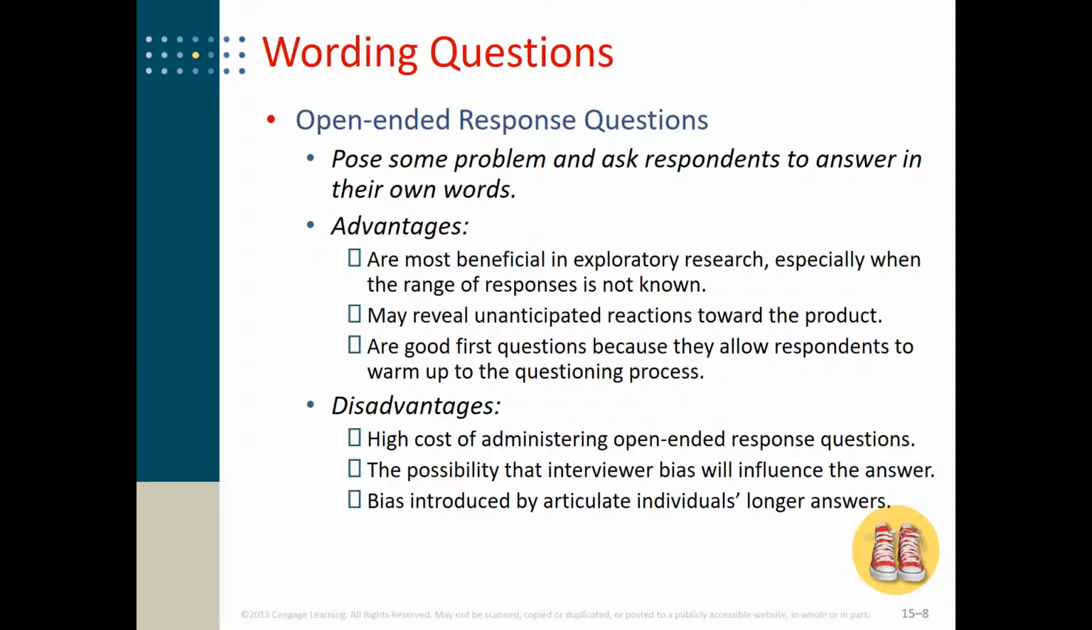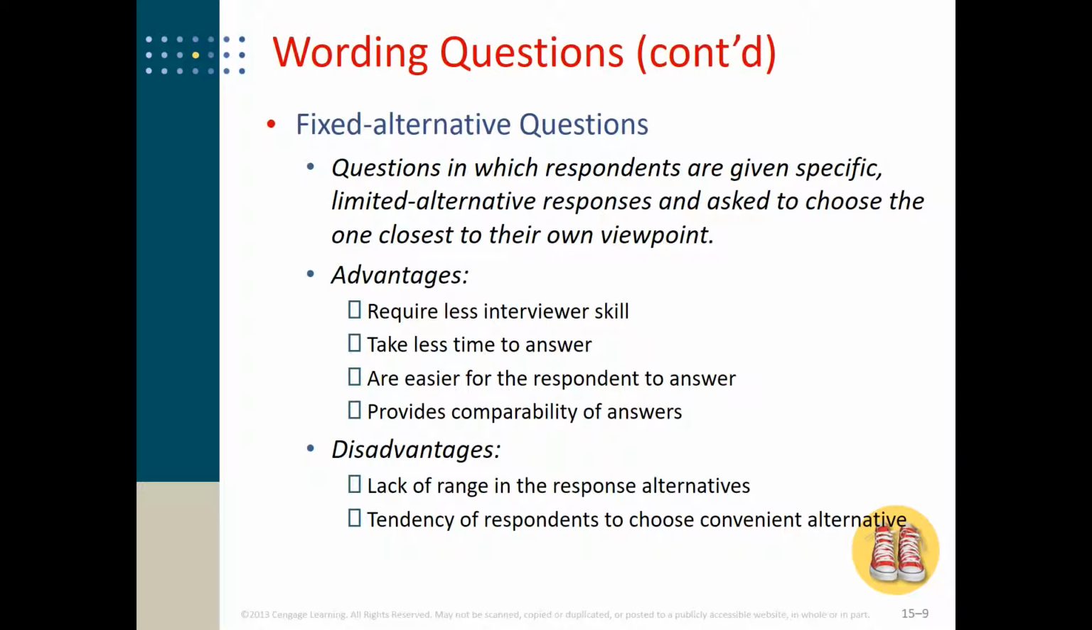However, there are some disadvantages as well. Since there are no alternative answers, respondents are providing answers in their own words, so there can be a large range of answers, and it will require more time and money to administer these answers. Also, these answers may be interpreted by the researcher. As a result, that can introduce some interviewer bias. That also is related to long answers. Long answers can introduce some bias as well.